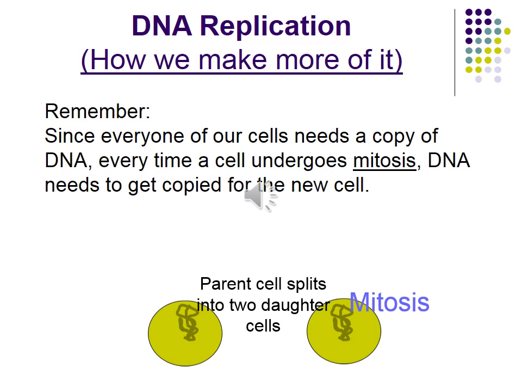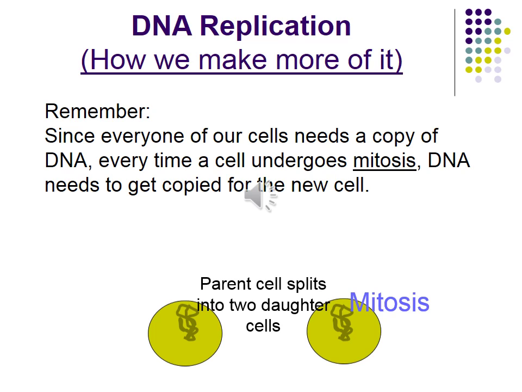Remember that every cell in your body needs a copy of the DNA. When you get a cut, you need to make more cells to cover that cut. Same thing when you break a bone, you need more bone cells, so you need to copy that DNA. So every time that you do that, the cell undergoes a process called mitosis. DNA needs to get copied for the new cell. So the DNA copies itself, and hopefully you were looking down here at this little graphic.